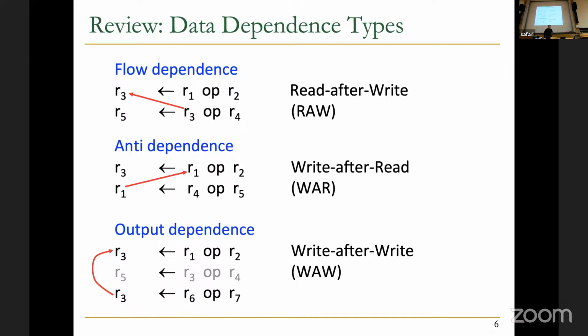But there are also other dependencies, like anti-dependence, which is write after read. You know that for this and also output dependence, these are kind of false dependencies, because you can handle them by just renaming the registers if you have enough registers. And you will see more about register renaming in later lectures, in out of order execution.